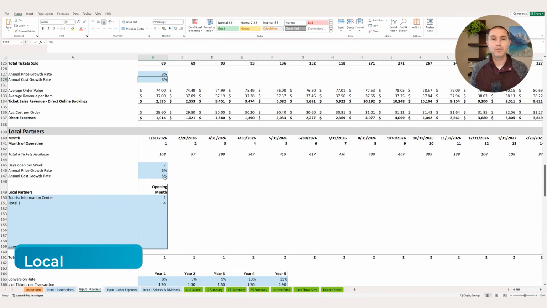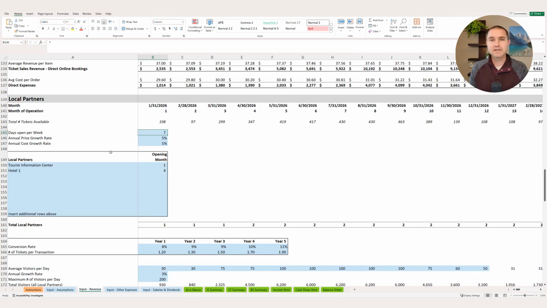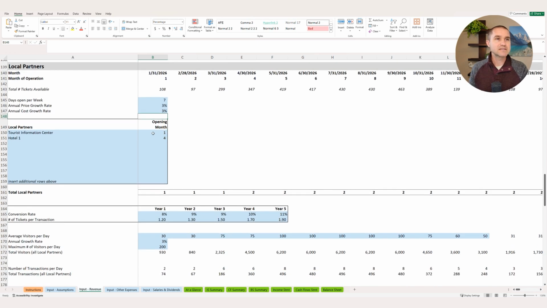And we can also have local partners. So say you've got different partners that are selling, it could be at a hotel, for example. So you're available 7 days. That could be sold at the hotel 7 days a week, right? Again, let's just set this to 3% annual price increase. We can set the different partners. So you could say, well, we're in Hotel 1 and Hotel 2, and this is going to open. We're starting this partnership in month 8 of the model and so on.